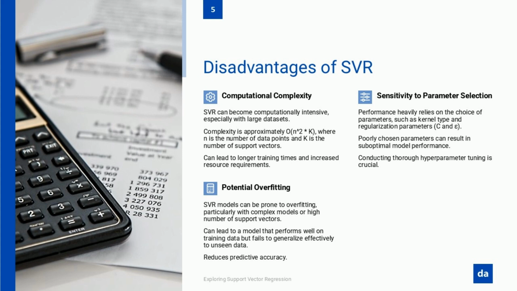Finally, SVR struggles with interpretability. Unlike simpler models such as linear regression, which provide clear coefficients that show the direct impact of each feature, SVR works in a transformed feature space, making it harder to understand the exact relationship between variables. This makes it less ideal for applications where explainability is crucial, such as medical diagnostics or regulatory environments where models need to be transparent. Despite these challenges, SVR remains a powerful tool when used in the right conditions.